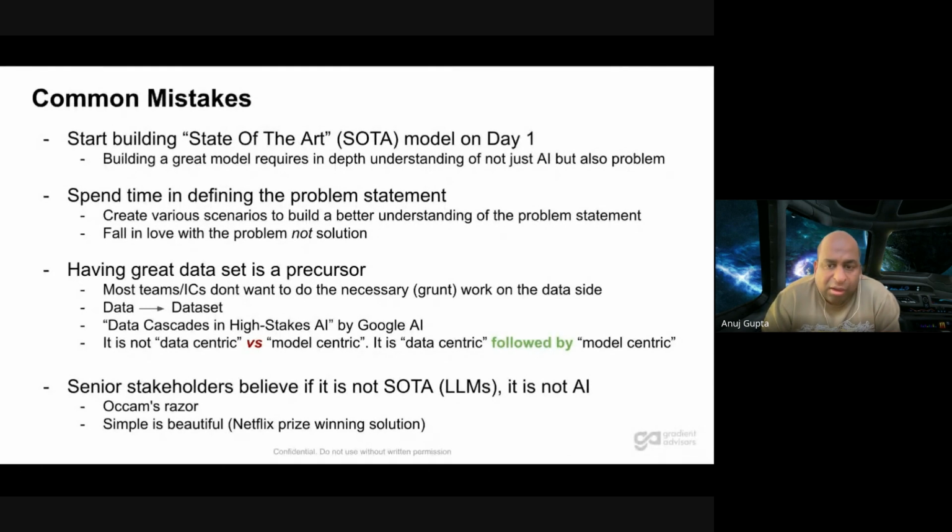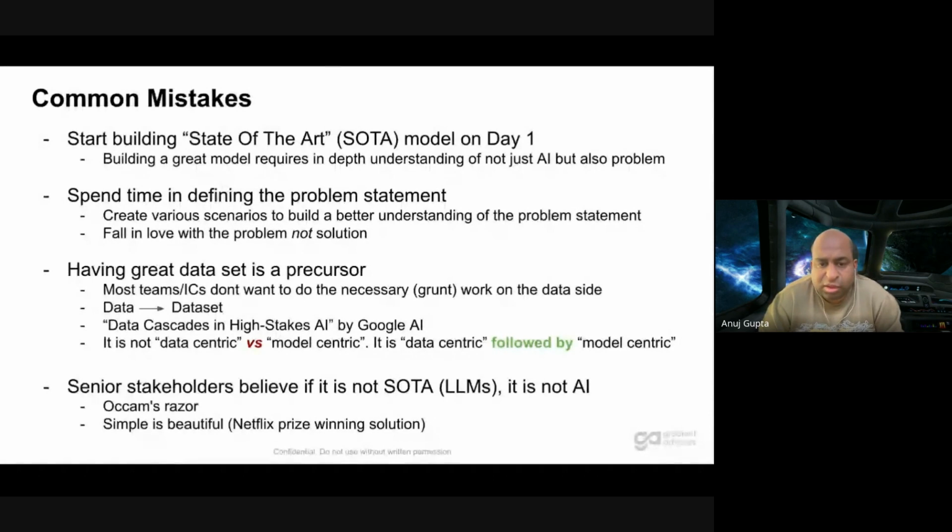I'll strongly recommend each of us should go back and read this particular paper. It's called Data Cascades in High Stakes AI. This is a paper by Google AI. I think it came out a few years back, four or five years ago.